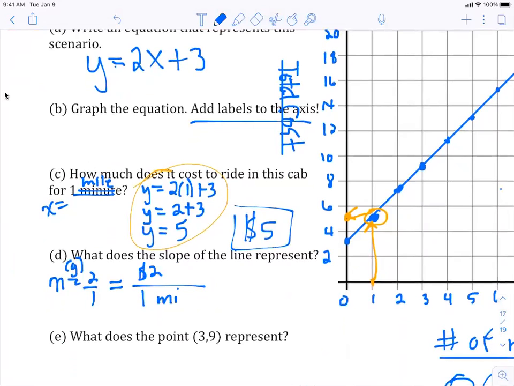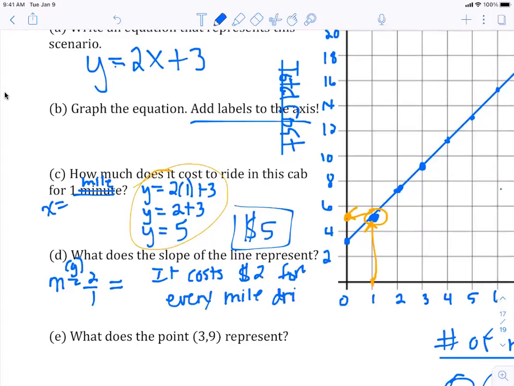But really at the end of the day, when I say, what does this represent? That's basically what you're going to tell me just in words. It costs $2 for every mile. I want to say driven. Yep. It costs $2 for every mile driven.